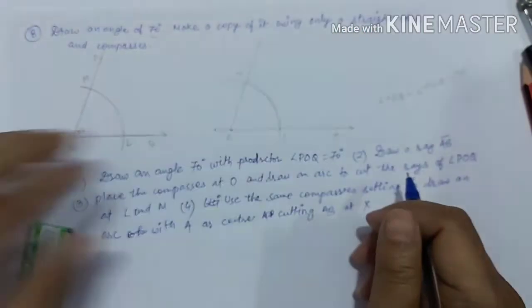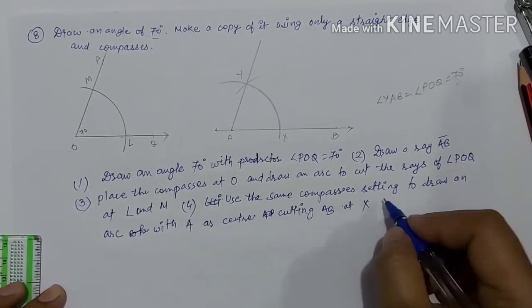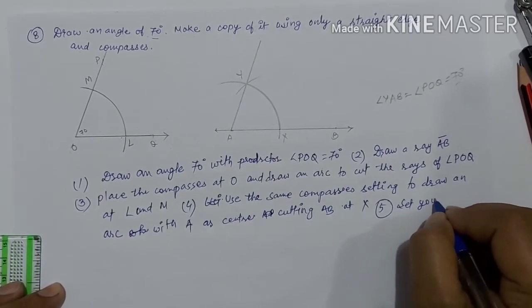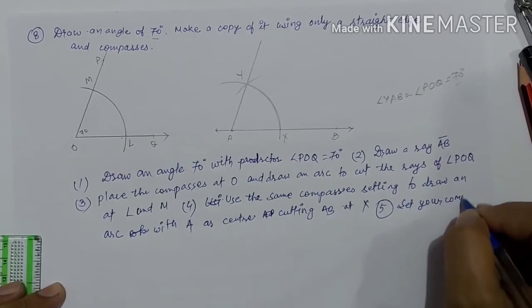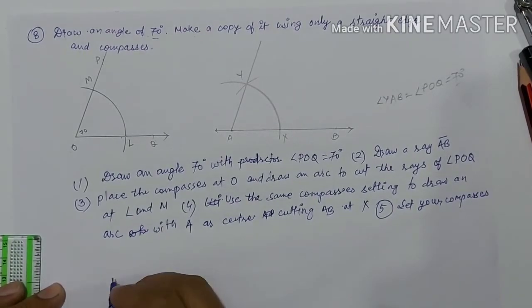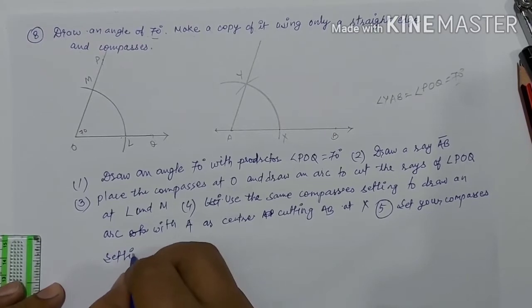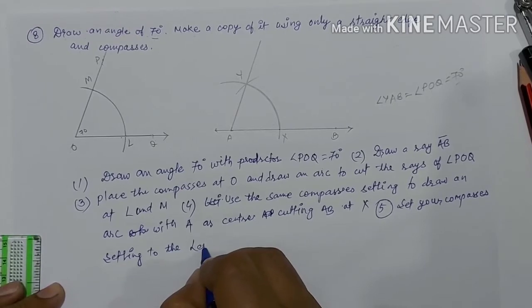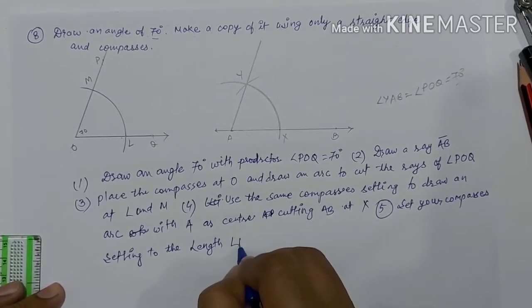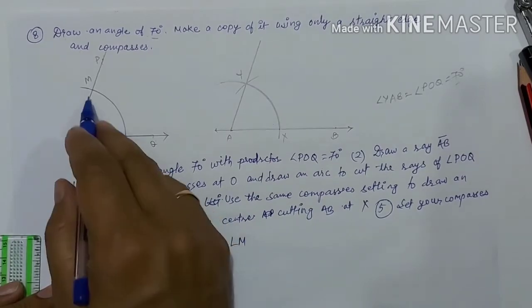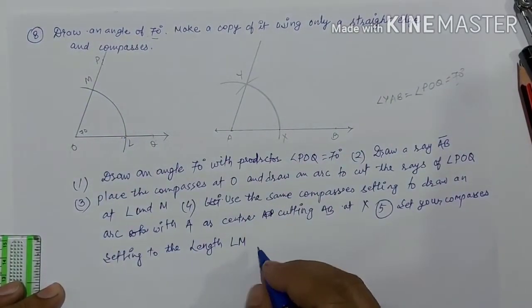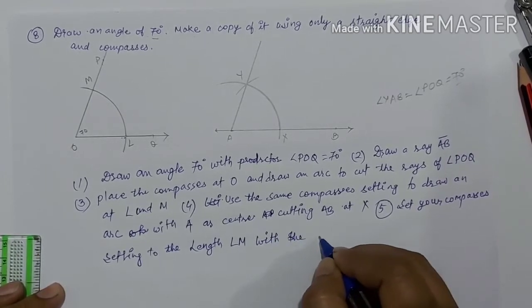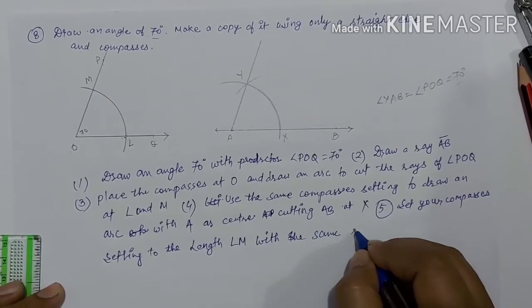Okay, now the fifth point is to set your compass setting to the length LM. This L to M will be measured by the compass with the same radius.